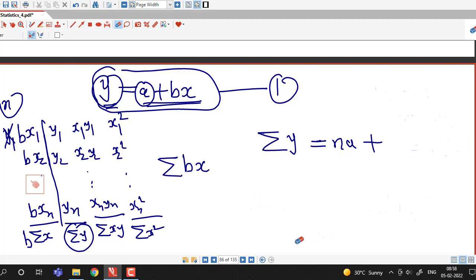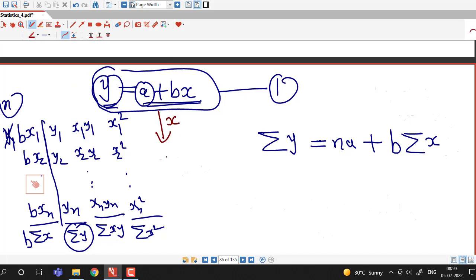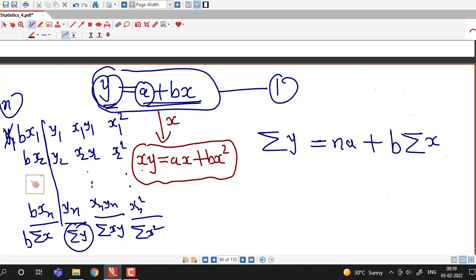So here I write n into a plus b times sigma x. So this is the first normal equation. Now to write down the second normal equation, first I multiply equation 1 on both sides by x. So I will have x into y equal to a into x plus b into x square. Now again I take summation on both sides of all these values.